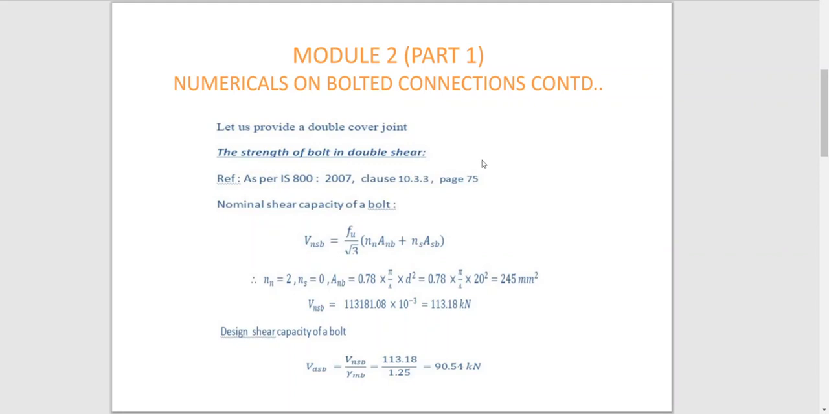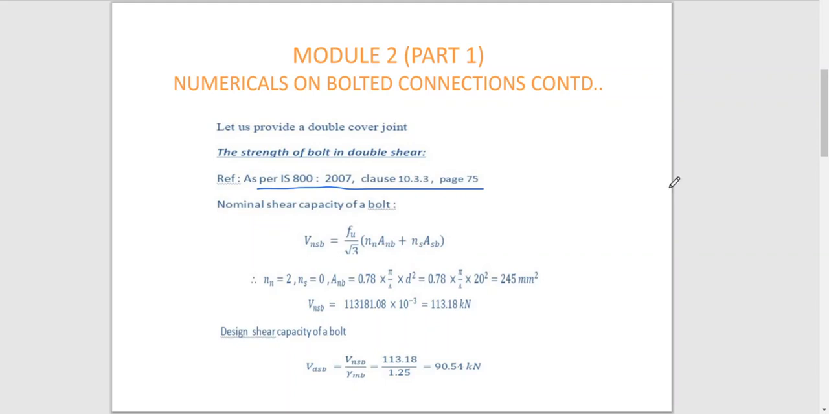As the usual step, we will calculate the bolt value as in the previous problem, that is the strength of the bolt in shear. Again it's a repetition. You can see here, page number 75, clause 10.3.3 of IS 800:2007, and the formula is VNSB equal to FU by root 3 with the bracket NN A and B plus NS ASB.